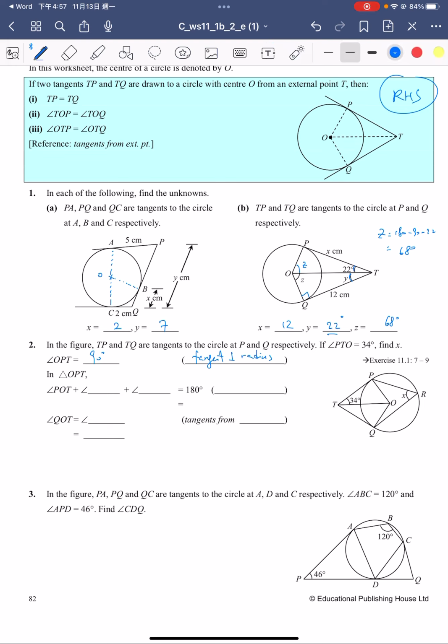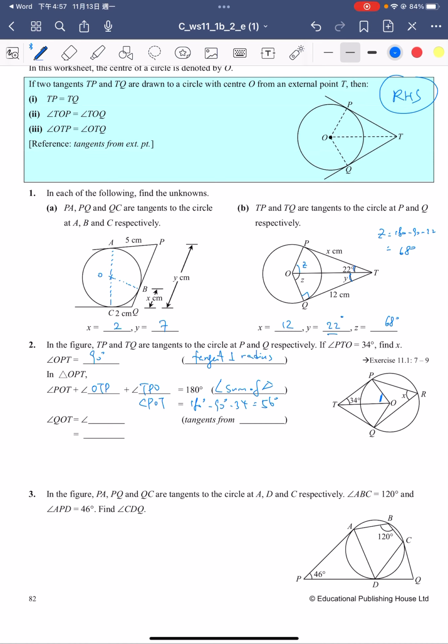So we have the angle POT plus the angle OTP plus the angle TPO is equal to 180 by using the angle sum of triangle, so that we can say that the angle of POT, which is this angle, is equal to 180 minus 90 minus 34, giving you 56. Okay, so now we can say that's the QOT.